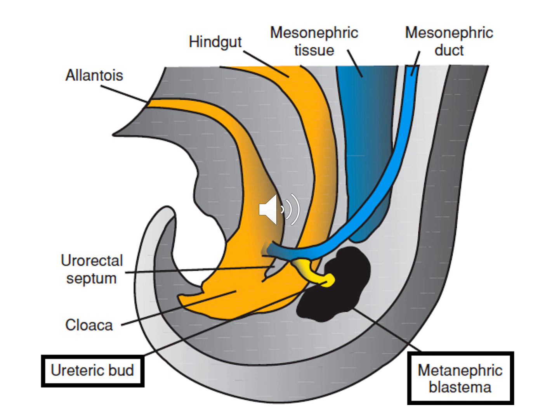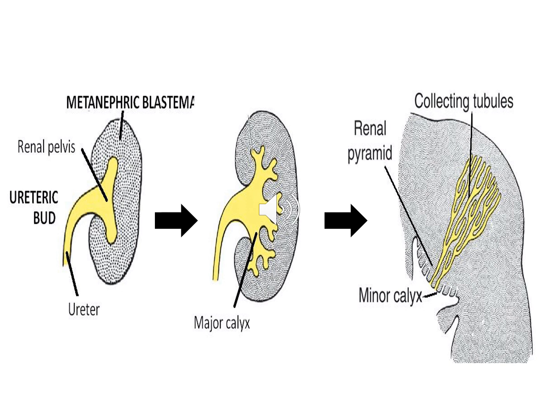Here you can see the ureteric bud, which originates from the mesonephric duct, and this ureteric bud develops towards the metanephric blastema. The ureteric bud is closer to the cloacal region, and it divides into various generations like this and produces the collecting system of the human definitive kidney.